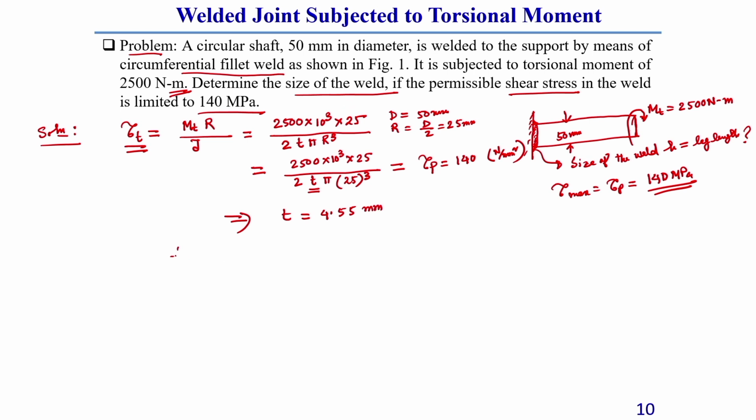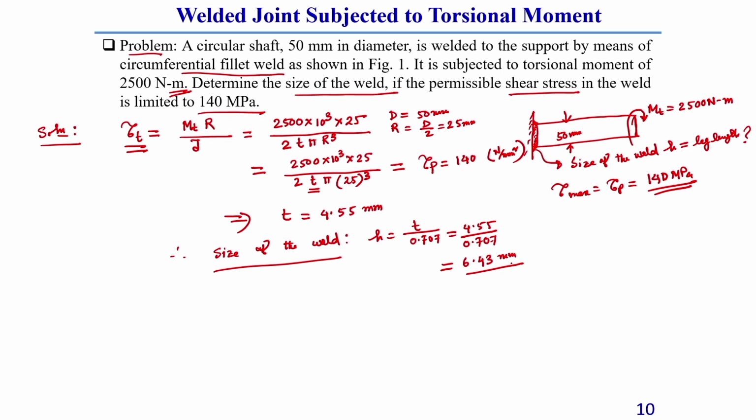Now we need to find out the size of the weld. In the previous slide I have shown you that in case of a fillet weld, the size of the weld h is equal to t by 0.707, correct. These things I have already told you. So you can write this as 4.55 divided by 0.707, which will be equal to 6.43 millimeter.